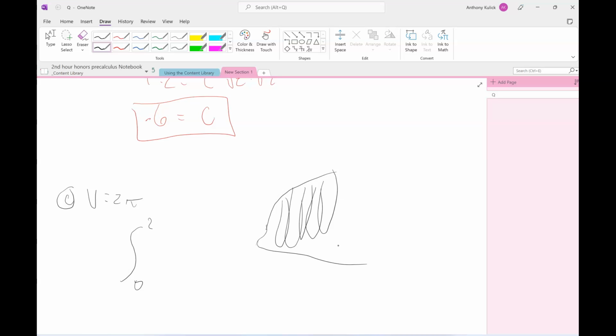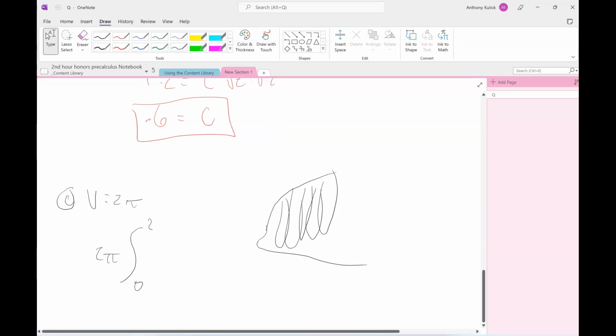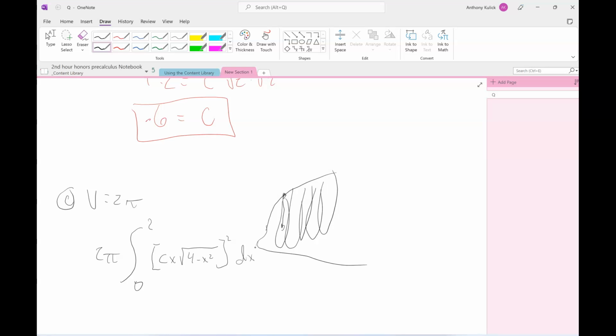All right, volume of a cylinder. How do you calculate that? Pi r squared h. So pi, the radius in this case is going to be the function. The radius of the disk is the height of the function. So we have our function squared. And then what's the height? That's the dx, because it's an infinitely small slice. It's basically a disk with no height.